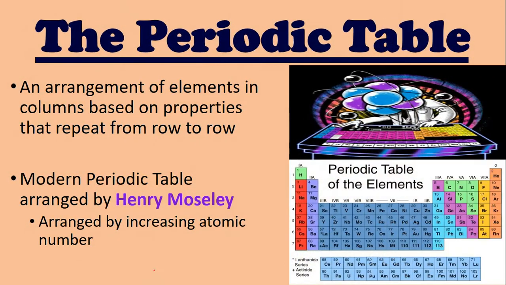So, the periodic table, it's an arrangement of elements into columns. Columns go up and down based on properties that repeat row to row. Rows go across. So columns, properties, they repeat as you go down. The modern periodic table was arranged by a guy named Henry Moseley, and he arranged it by increasing atomic number, but it also relates to what family and groups they go into. That's the way it worked.